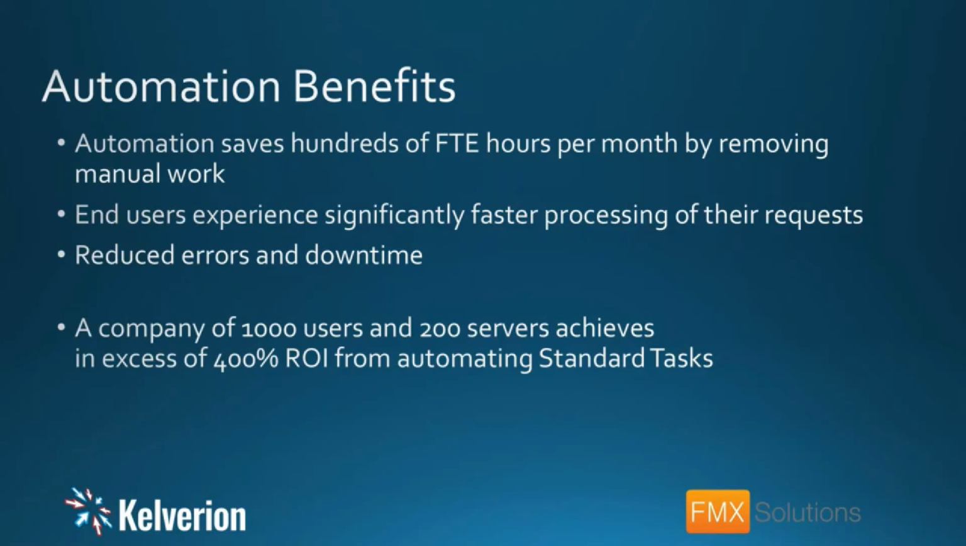Your end users experience significantly faster processing of their requests, but it also reduces errors and downtime because you haven't got that manual finger problems of keying in the wrong value or disabling the wrong person. And a typical company of 1,000 users and 200 servers can see in excess of 400% ROI from automating those standard IT tasks. So there is huge benefits that you can actually make from those processes.